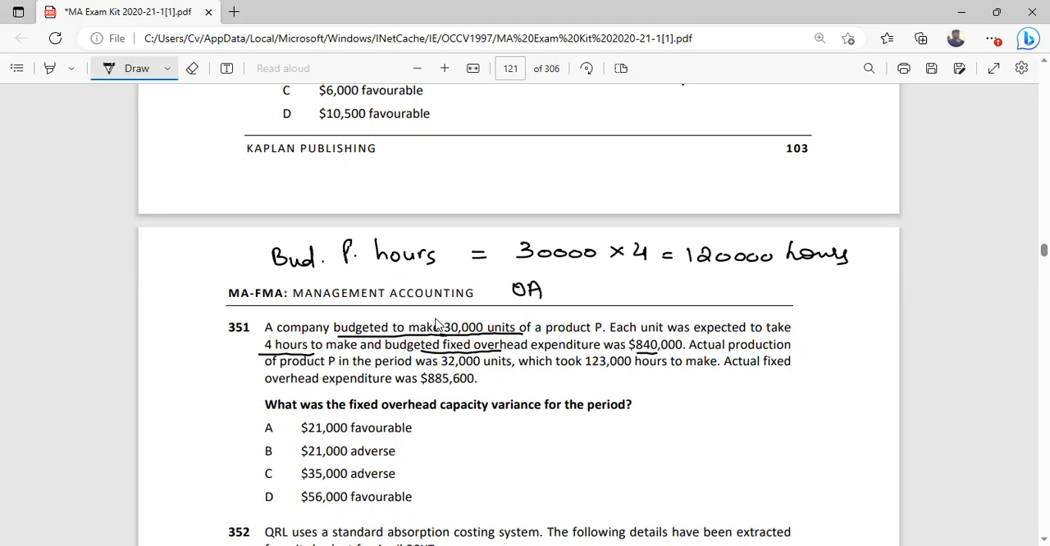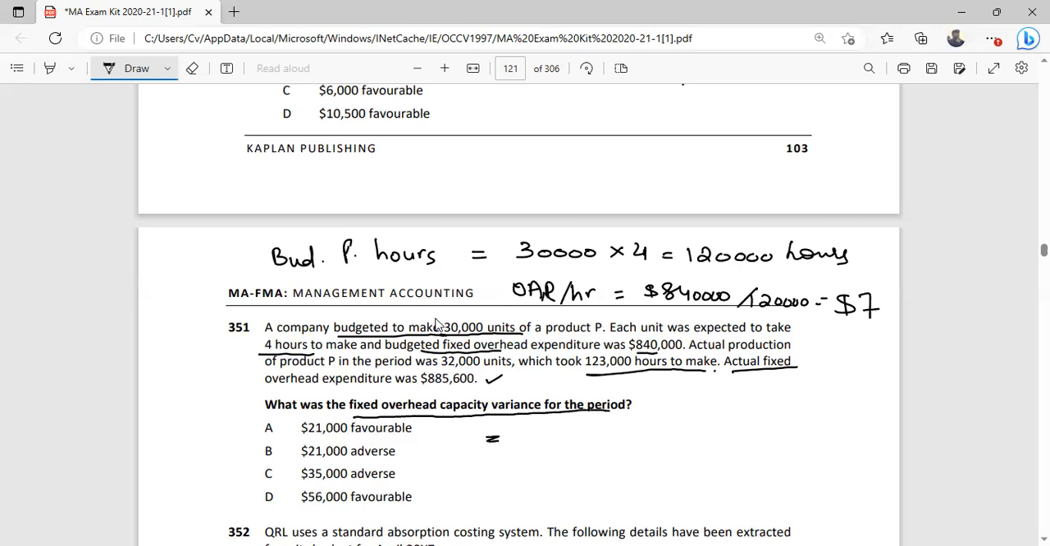Budgeted fixed production overheads was 840,000. So now you can calculate the overhead absorption rate per hour: $840,000 divided by 120,000 hours. It is $7 per hour. Actual production of product P in the period was 32,000, which took 123,000 hours to make. Actual fixed overhead expenditure was 885,600. What was the fixed overhead capacity variance for the period?